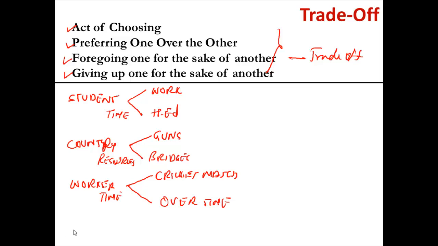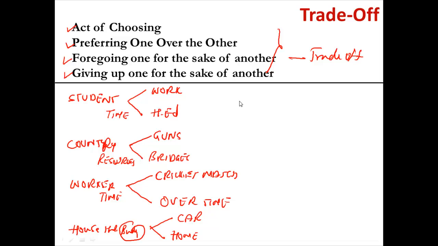And even a simple household which has a limited budget makes a trade-off between buying a car or buying a home. This is also a trade-off. Here what is limited? The budget is limited. Now let us examine each one of these trade-offs one by one.